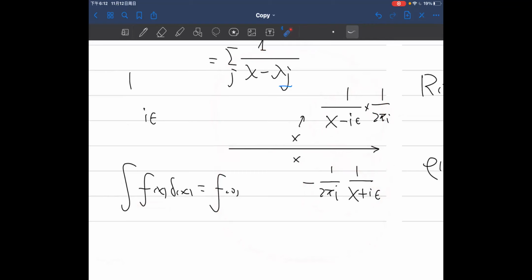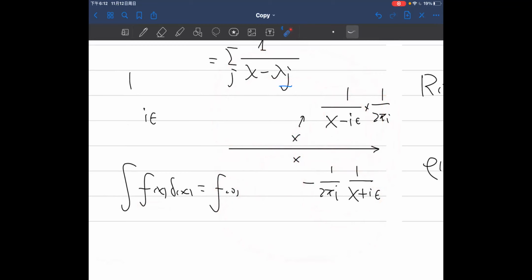You may assume that there is no other pole of f(x). So you can find that this contour integral is equal to taking the residues at its pole. So it is just f(i epsilon). For epsilon going to 0, it's just f(0). So this thing can serve as the definition of the delta function.